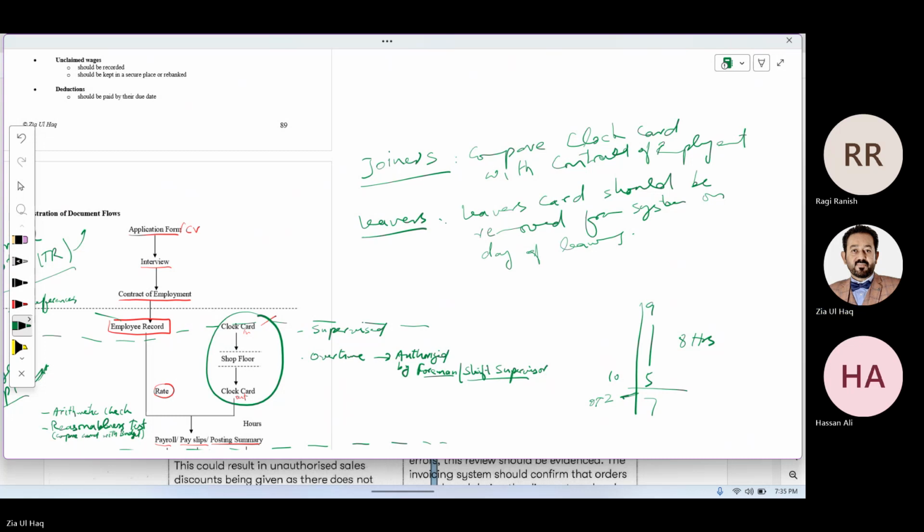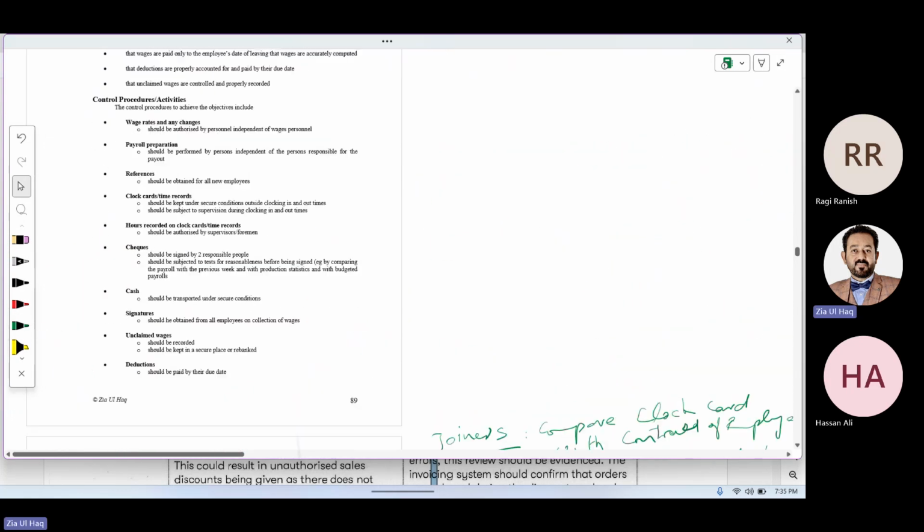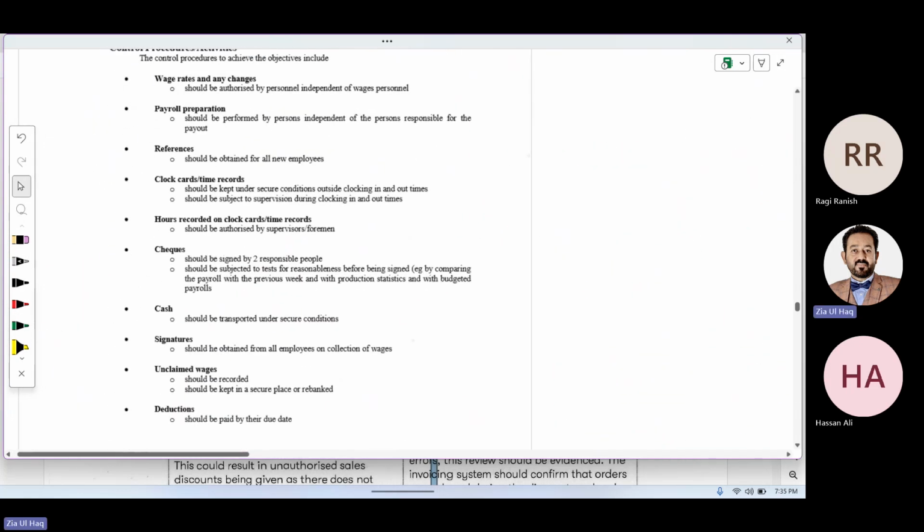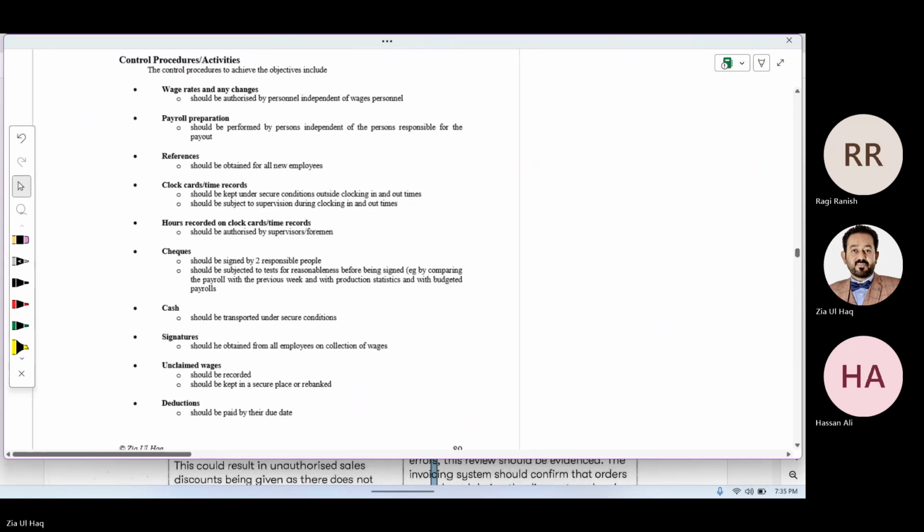Is that fine? So the joiner should be paid after the date of joining, not before that. And the leaver should be paid to the date of work, not after leaving the company. So these are the controls mentioned here. Wage rate and any changes should be authorized by the personnel department and wage personnel. That means there should be segregation of duty. Wage preparation and wage payout should be separate departments.